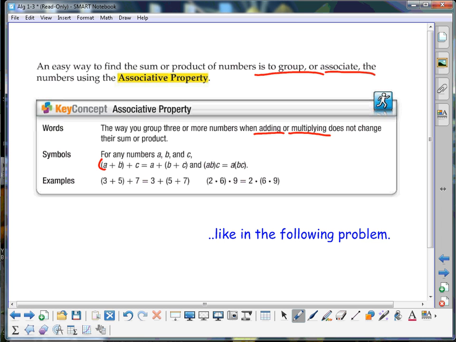So if you have parentheses, A plus B and parentheses plus C is the same as putting the parentheses here and leaving the A outside, A plus B plus C. And that's also true for multiplication. If I have 2 times 6 in parentheses times 9, it's the same as 2 times parentheses 6 times 9. That's the associative property. It's the one where it uses the parentheses.